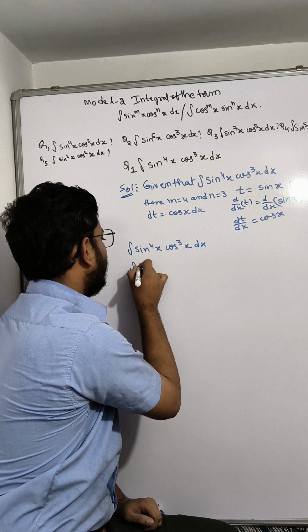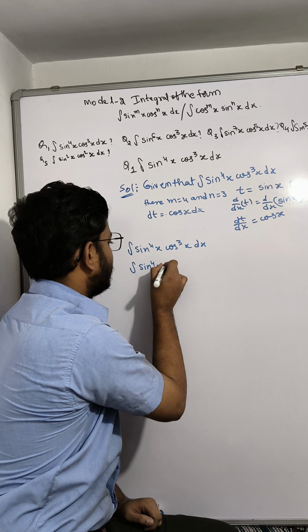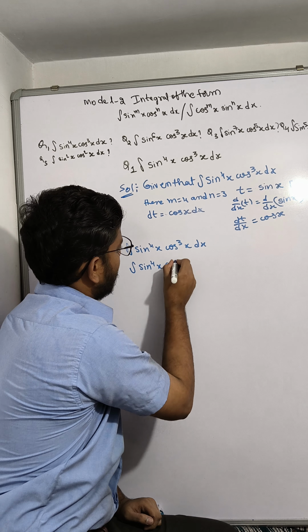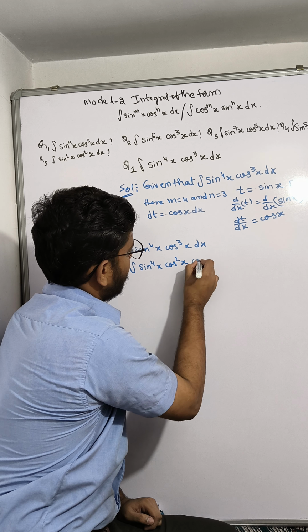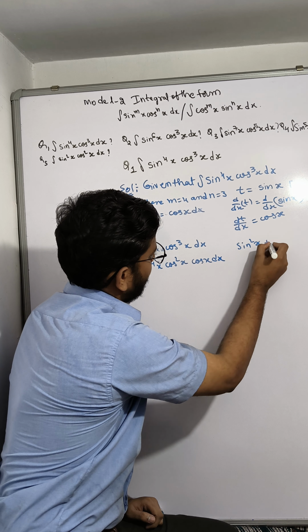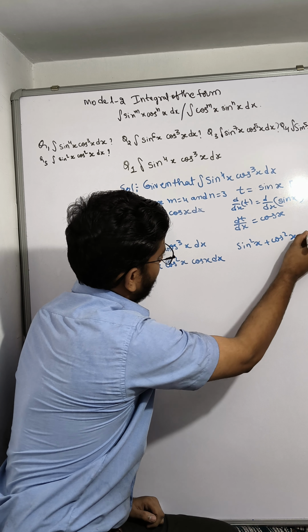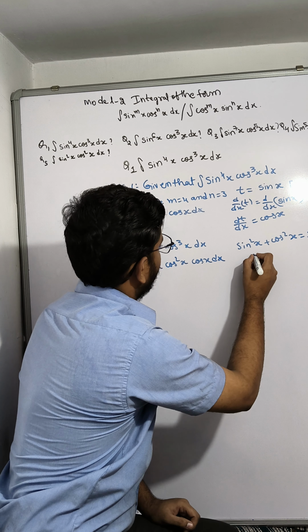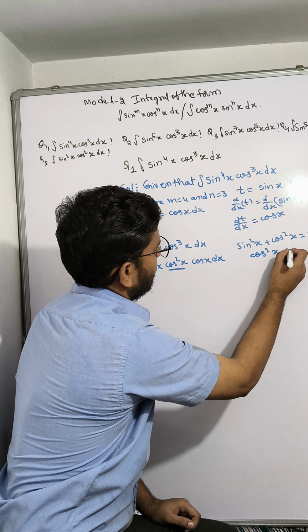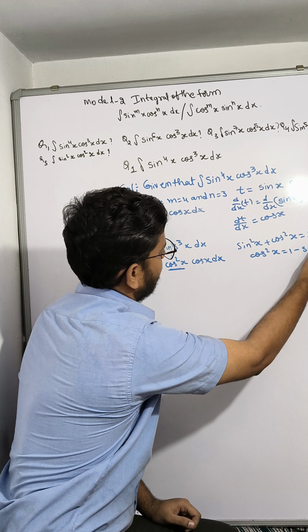Then integral sin to the power of 4x, this cos to the power of 3x we can write as cos square x cos x dx. Therefore we know that sin square x plus cos square x is equal to 1. Now what we want is cos square x. Cos square x is equal to 1 minus sin square x.